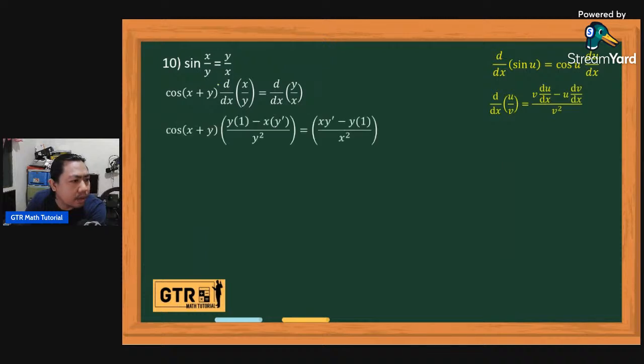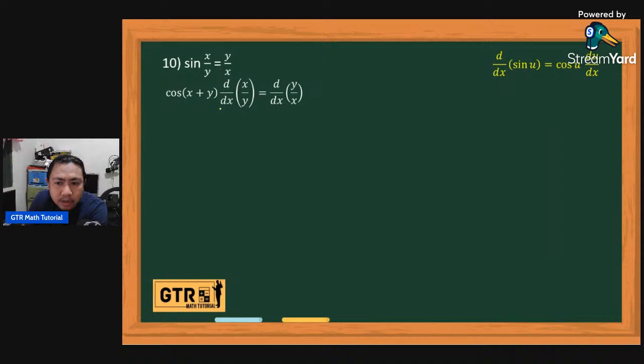Saan nanggaling yung x plus y natin? So may error tayo dito. Hindi natin na-edit yung pinagkopyahan ko. So we have sine. This should be cosine, and the angle should be x over y. Okay? So we have cosine of x over y.